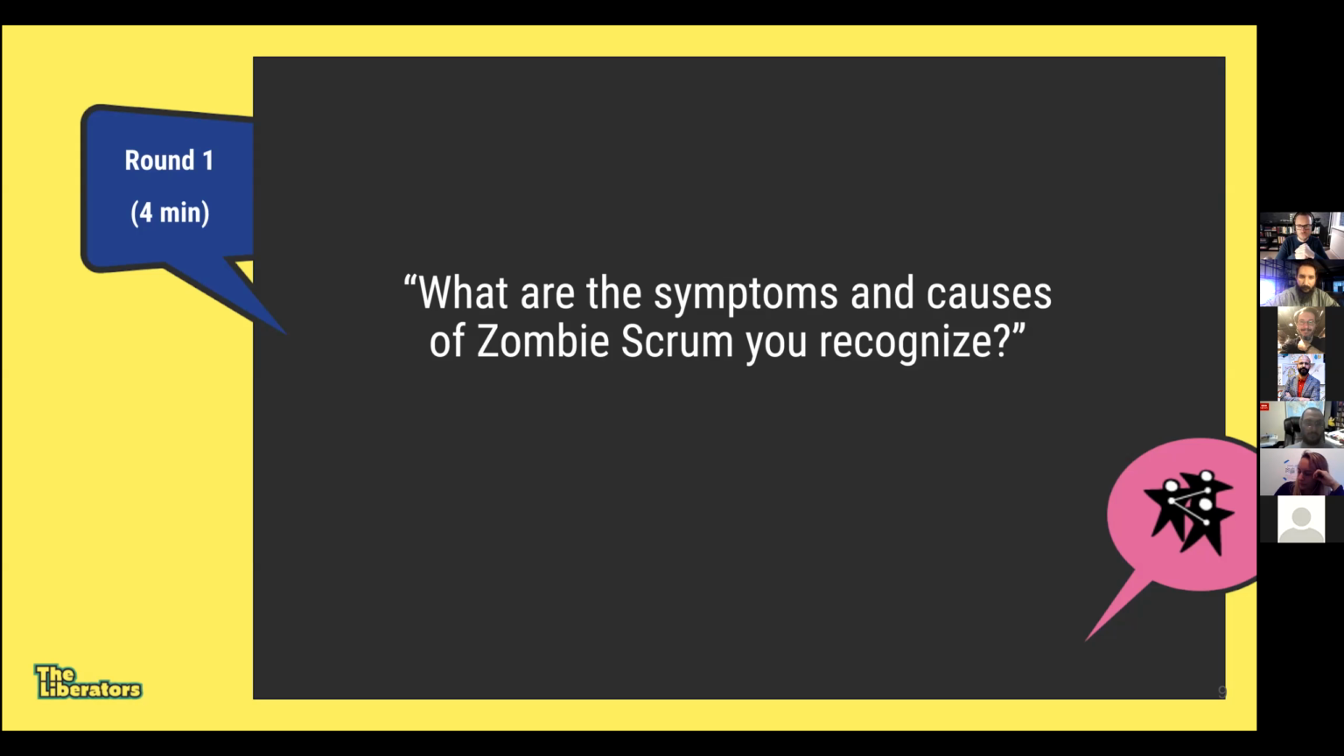And for the first round, you're going to have a conversation about this question. In your small group, discuss with each other what are the symptoms and causes of zombie Scrum you recognize. Recognize in your current team, current organization, or maybe in the past. So based on the symptoms and the causes that I explain, what are the things that you recognize? In total, you have 4 minutes. After 4 minutes, you'll be back in the main channel, and then I'll explain the second round.